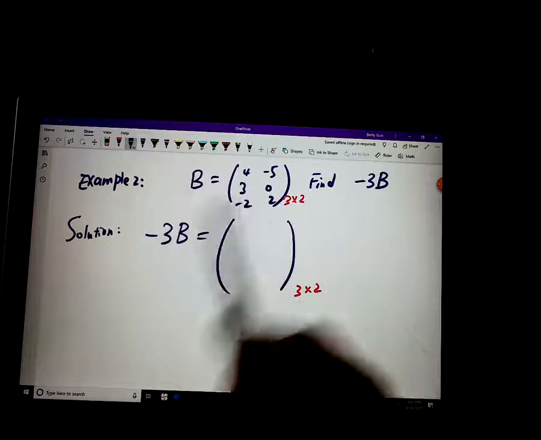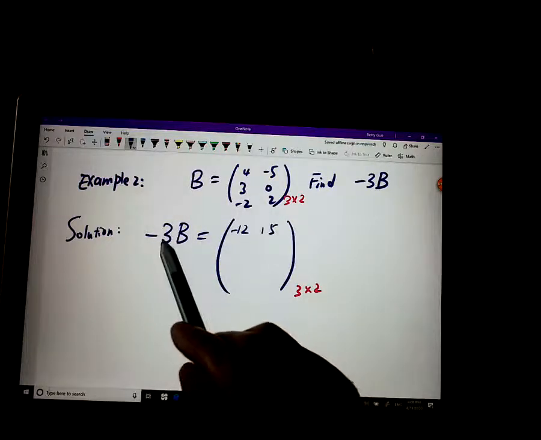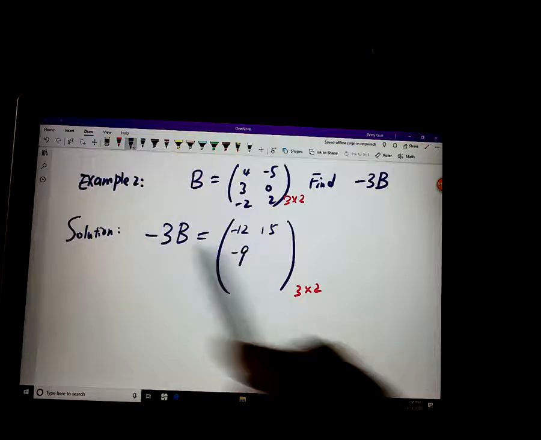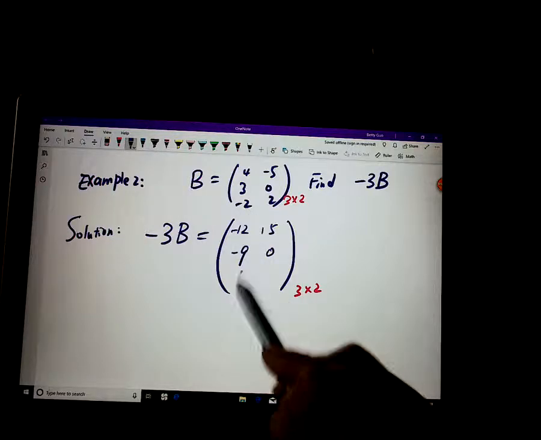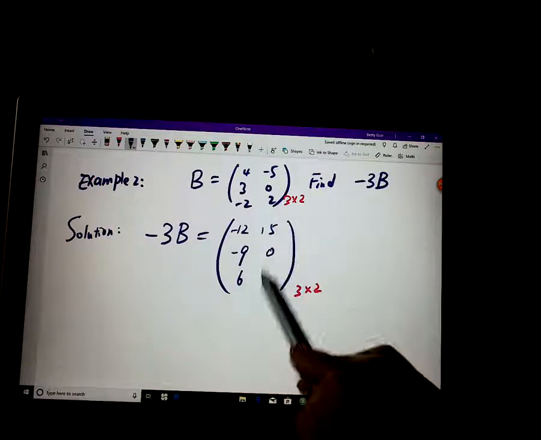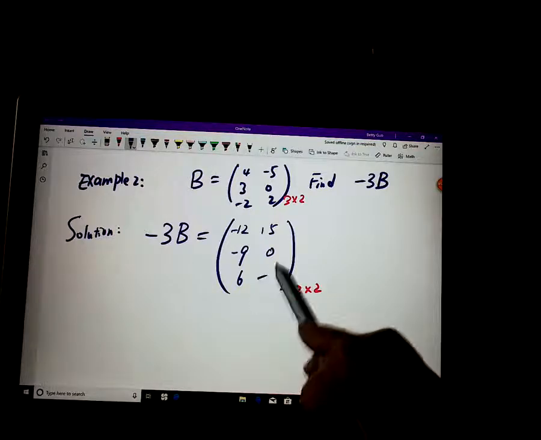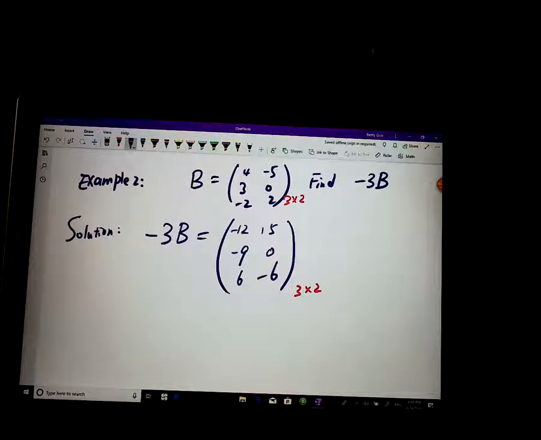So the 6 entries: -3 times 4 is -12, -3 times -5 is 15. -3 times 3, -9. -3 times 0, 0. -3 times -2, 6. -3 times 2, -6. Is that simple? Multiplying a number by a matrix is equivalent to multiplying each entry in the matrix by the number. I believe you know how to subtract two matrices, right?